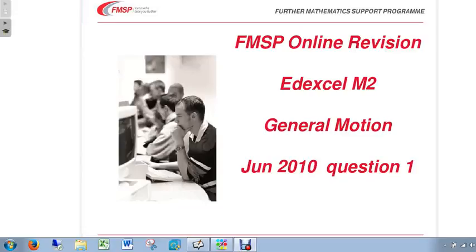Edexcel M2 June 2010, question 1. On general motion, acceleration is a function of time. Here's the question.